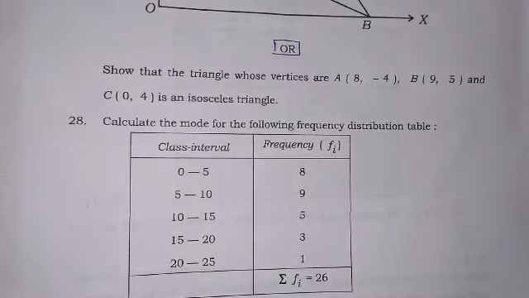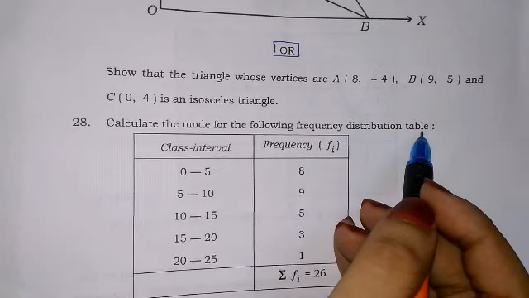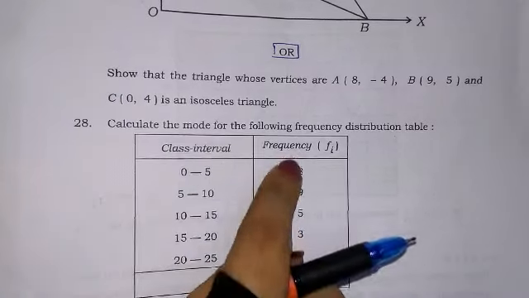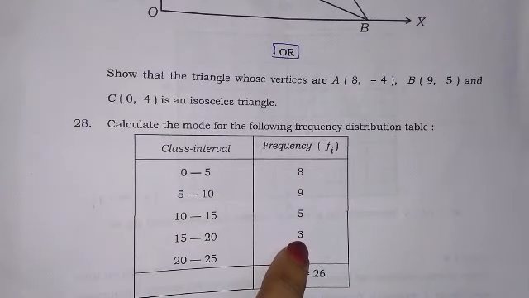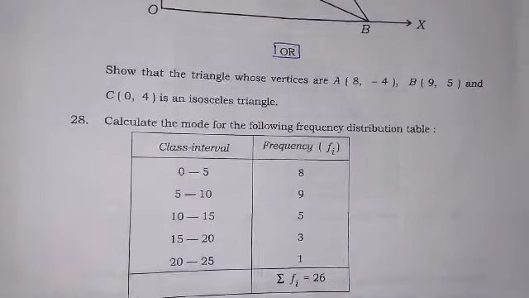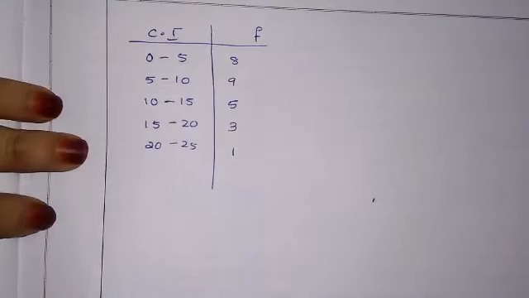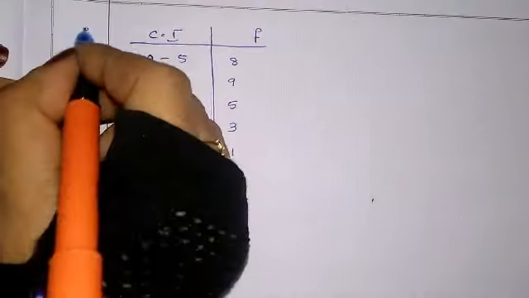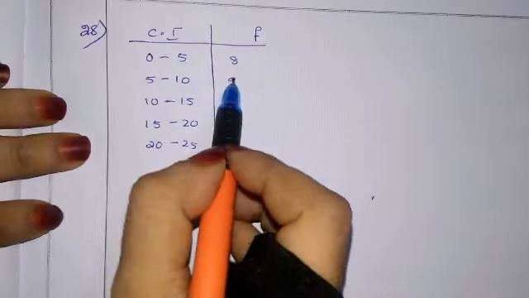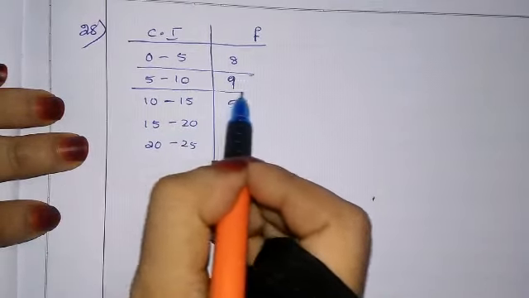Question 28. Calculate the mode for the following frequency distribution table. Class interval and frequency are given. We need to find the mode. We know that when a mode problem comes, we should focus on the highest frequency. So I have written here for question number 28. First thing is we should highlight the highest frequency. 9 is the highest frequency, so we will underline 9.